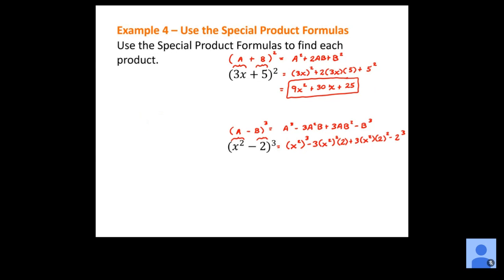Notice here, because I'm using the formula that has subtraction in it, I don't need to keep the negative sign with the 2. I'm just thinking of the 2 as a positive value now. So the subtraction's taken care of with the formula itself and the fact that we have those minuses in the formula.